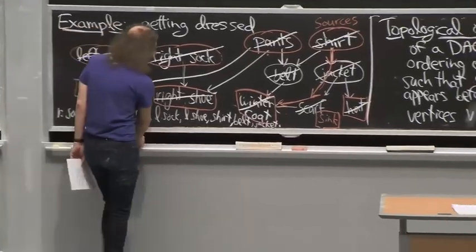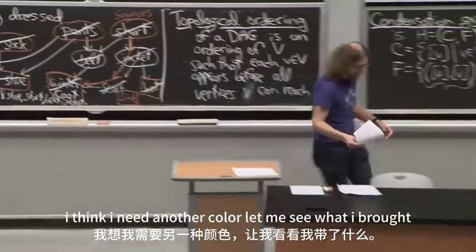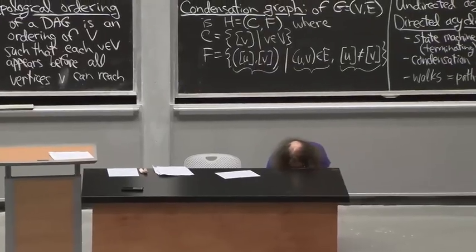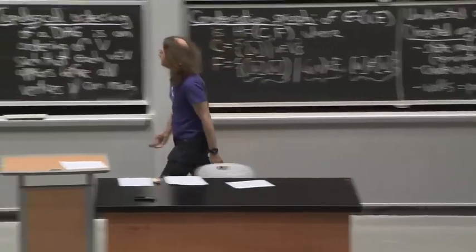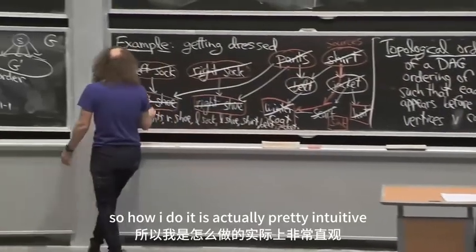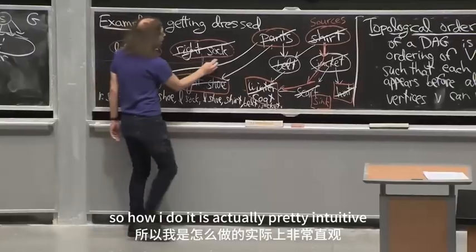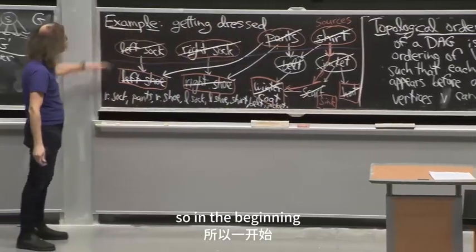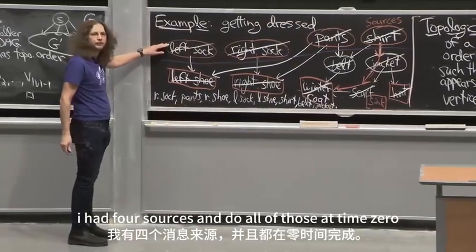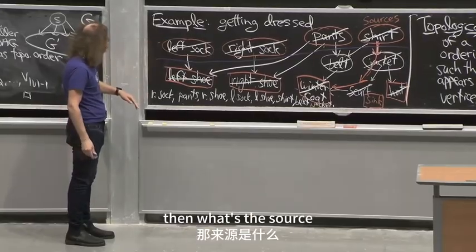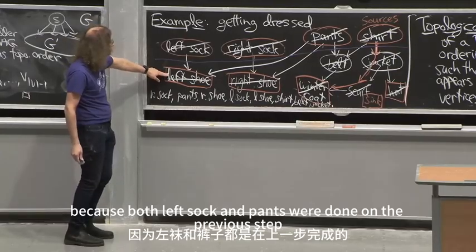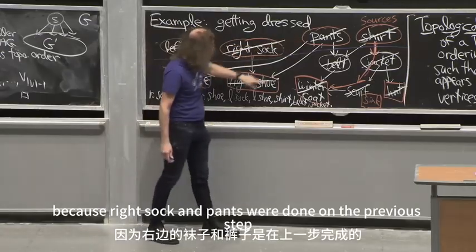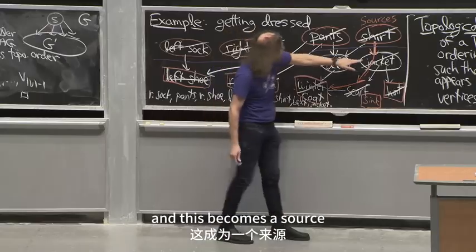Namely, I think I need another color. Let me see what I brought. Purple. Okay. So how I do it is actually pretty intuitive. I just want to take all the sources at each step. So in the beginning, I had 4 sources. I'm going to do all of those at time 0. Then this becomes a source because both left sock and pants were done in the previous step. This becomes a source because right sock and pants were done in the previous step. This becomes a source, and this becomes a source.